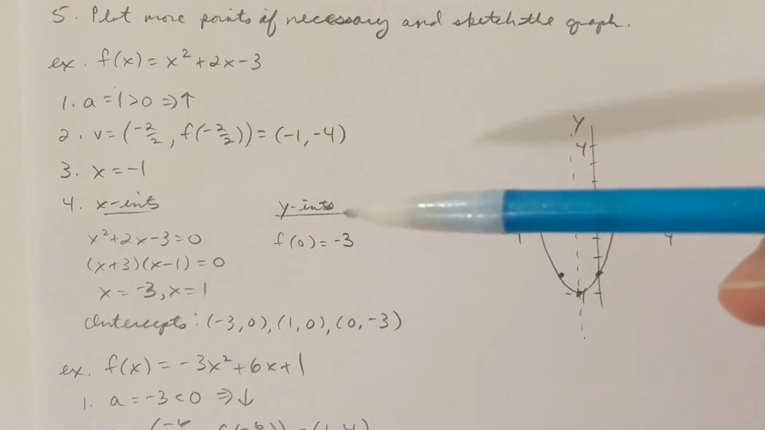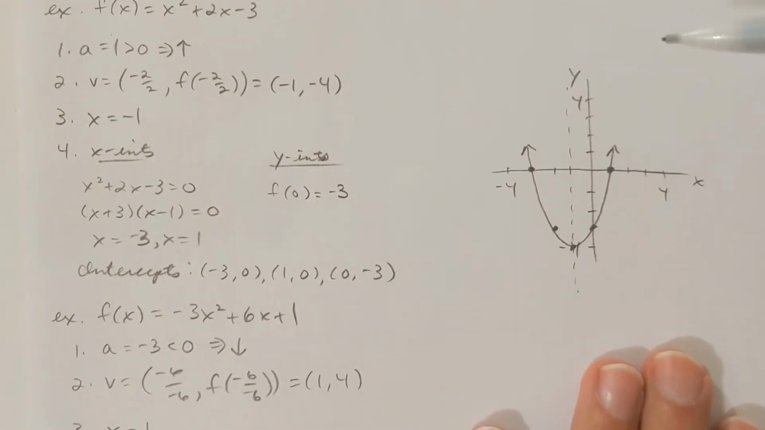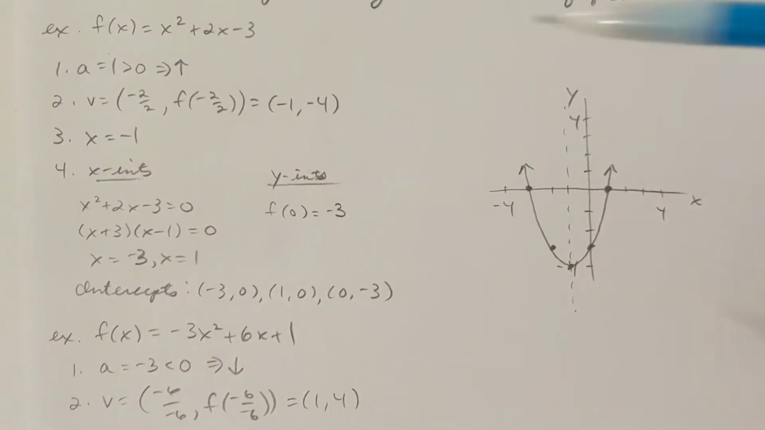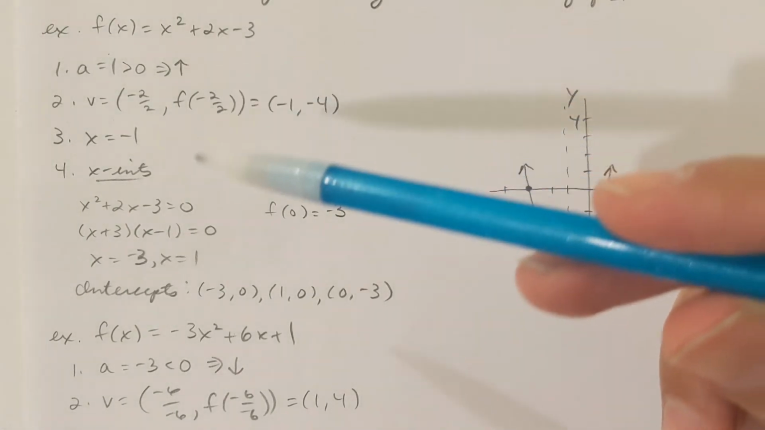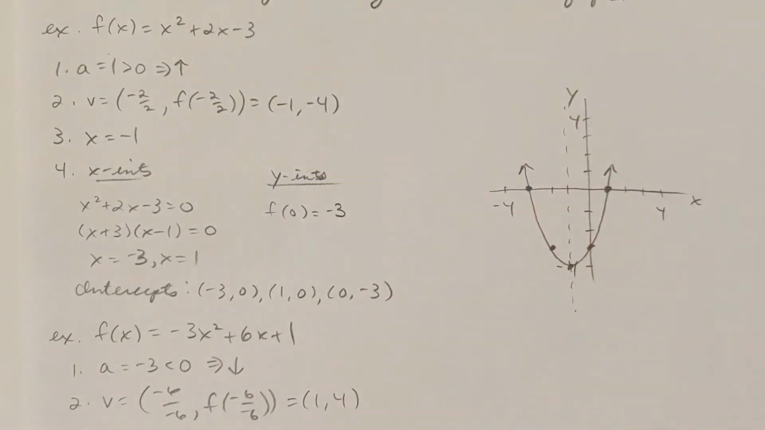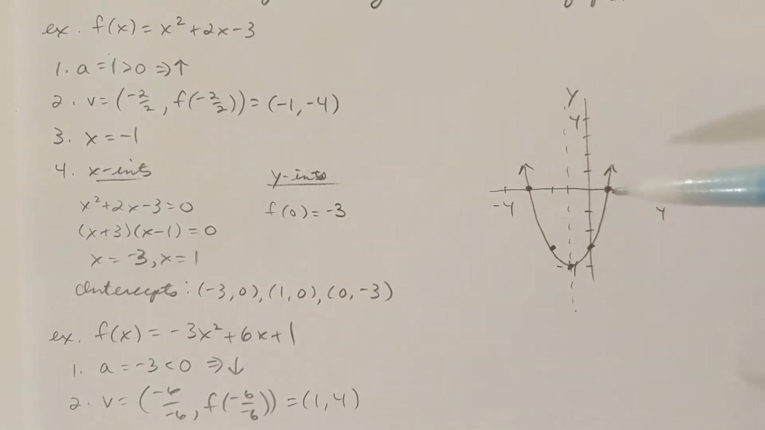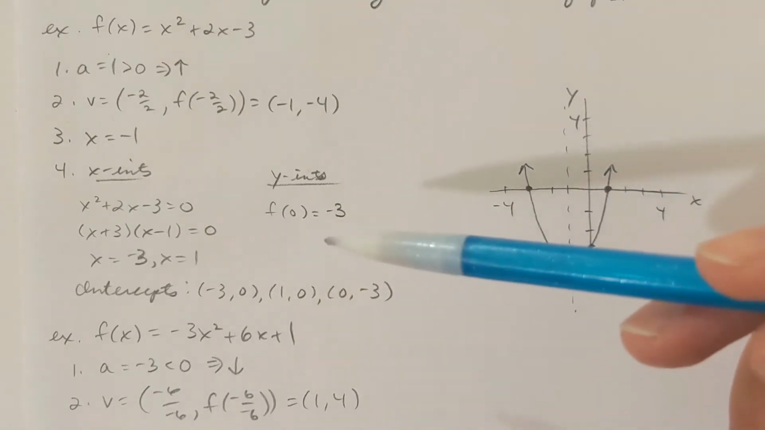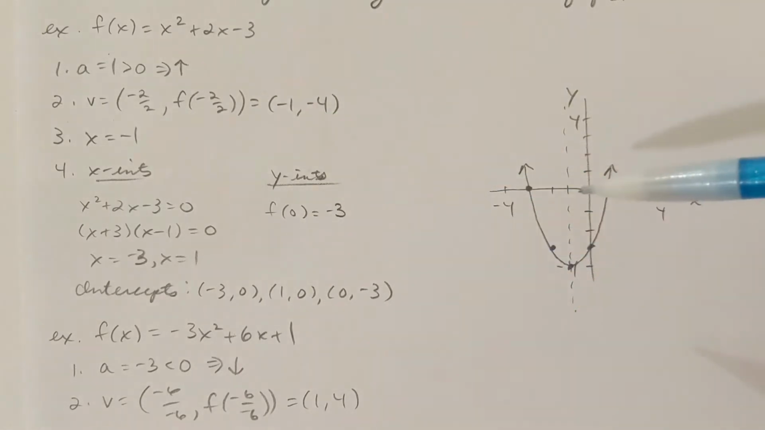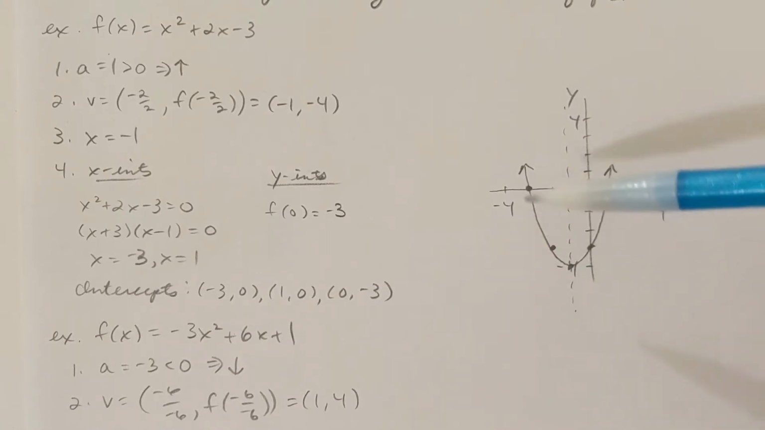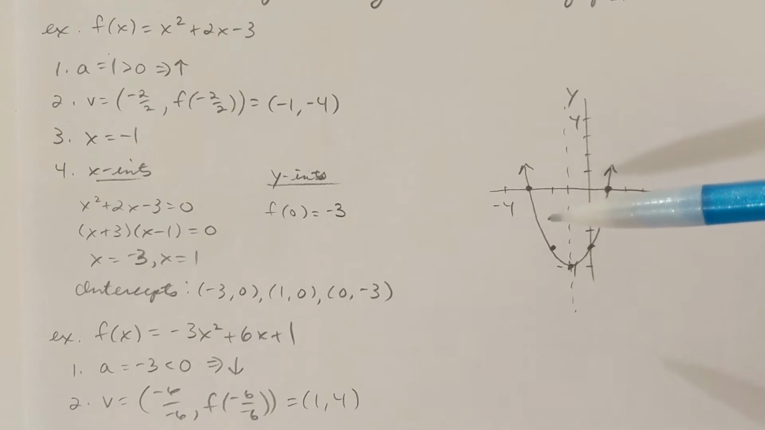Okay, step 4 is the x and y intercepts. For the x-intercepts, I let y be 0, and I solve for x. Y and f of x mean the same thing. X plus 3 times x minus 1 equals 0, so x equals negative 3 and x equals 1. Okay, and f of 0 is negative 3. So 0, negative 3 is on the graph. 1, 0, and negative 3, 0.